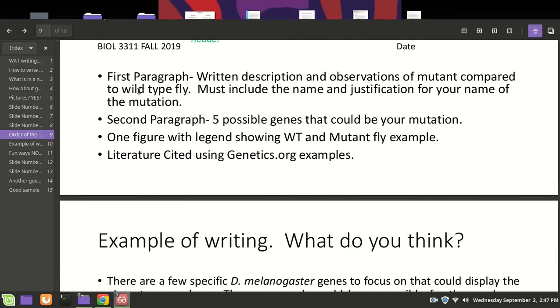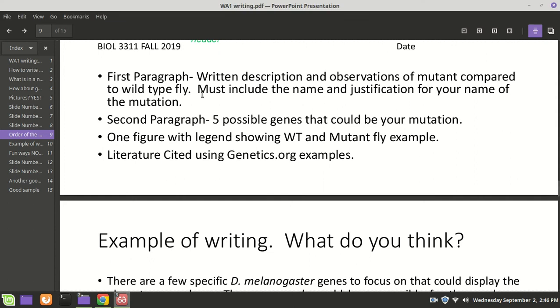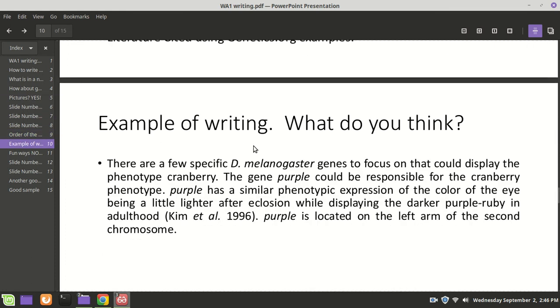This is your order. First paragraph, written description. Look at WA5, the example one. See what they do. Second paragraph, 5 possible genes that could be used in your mutation. We want 5. I don't think they used 5 in the example, but you'll have to do a couple more. And then don't forget your literature cited.